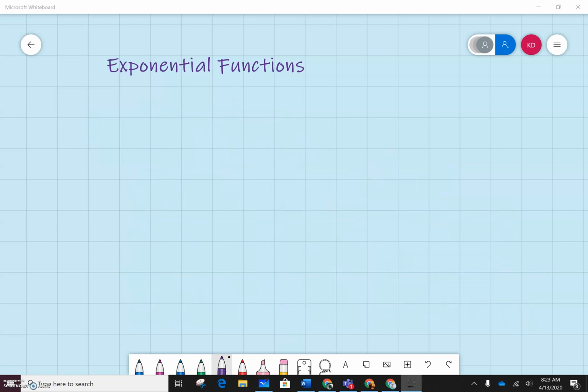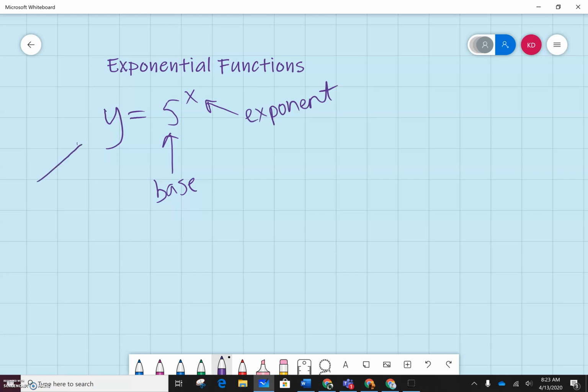So let's look at another one of these. I'm going to work with y equals 5 to the x. Now, something I want to be clear on is each one of these parts of the equation has its own name. 5 is the base that we are working with. X is going to be the exponent. That's the power. And y is the value of the function.